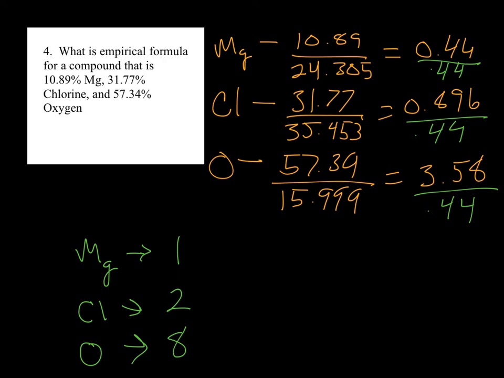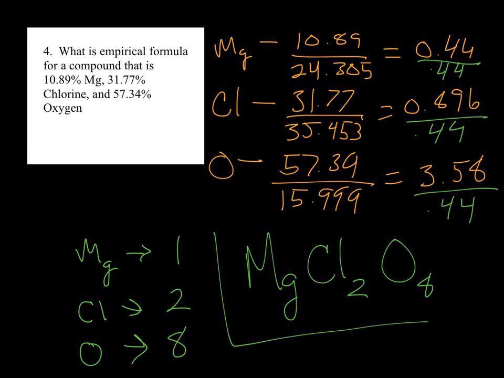So our empirical formula is simply MgCl2O8. That is the empirical formula. It's not actually the way the formula would work, but that is how we get it doing this, and there's a little bit more involved, which we could talk about at a later date.